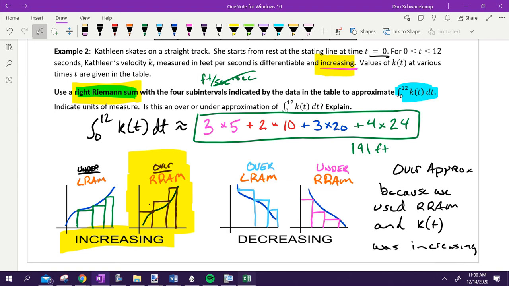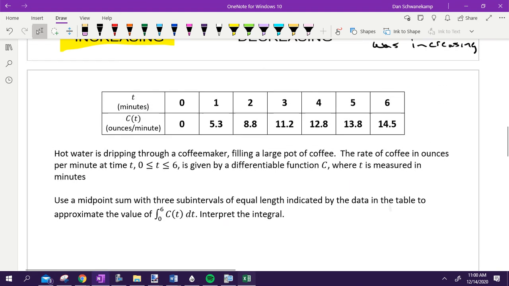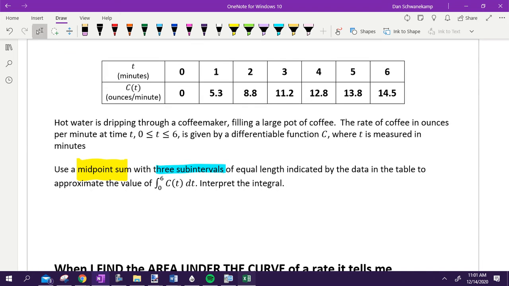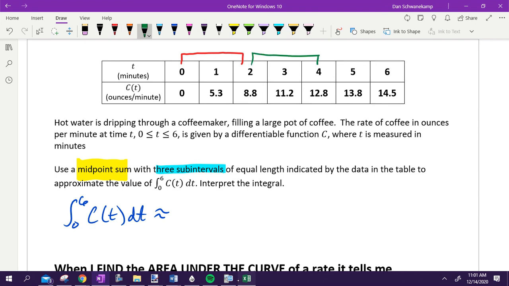Let's go to the backside. On the backside, hot water is dripping through a coffee maker, filling a large pot of coffee. The rate of coffee in ounces per minute is given by C of T. Use a midpoint sum with 3 subintervals of equal length indicated by the data in the table to approximate the integral from 0 to 6 of C of T, and then interpret the integral. So we're approximating the integral from 0 to 6 of C of T dt. How many subintervals are we using? 3. We're going from 0 to 6. How wide does each subinterval need to be if I'm splitting that up evenly? 2. Draw the little caps on top of it that spread each interval out by 2.